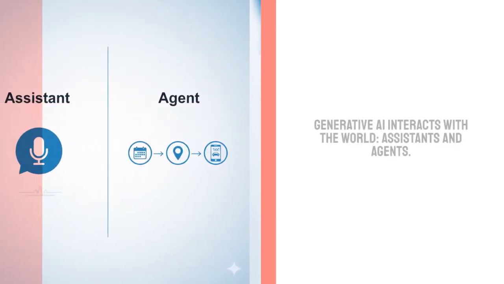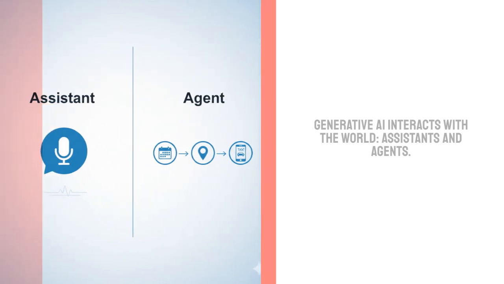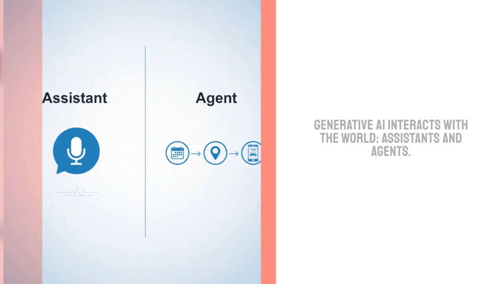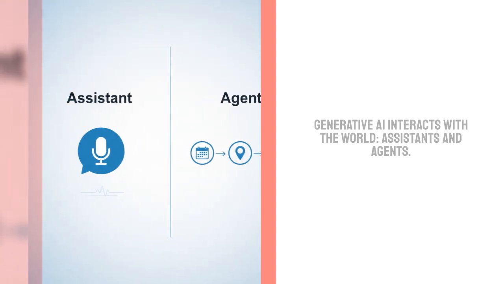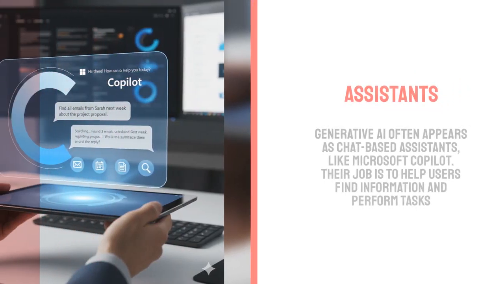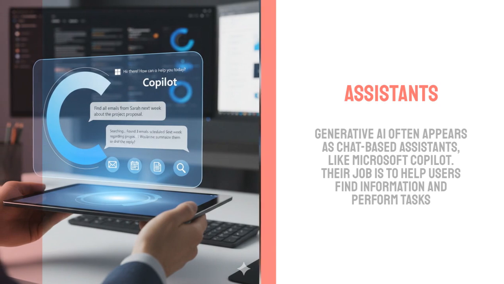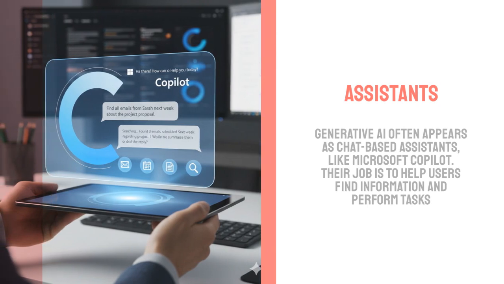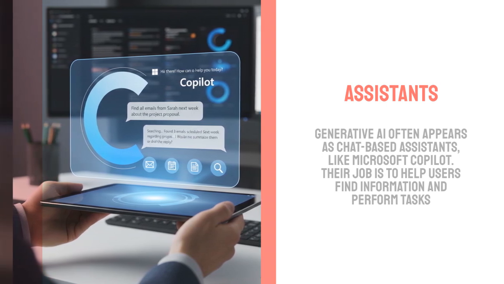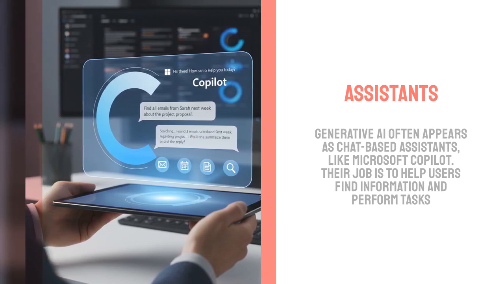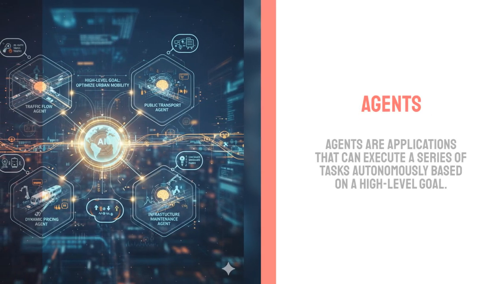Assistants are what most of us are familiar with. Generative AI often appears as chat-based assistants, like Microsoft Copilot. Their job is to help users find information and perform tasks efficiently within an application. They are reactive. You ask, they answer, or suggest a next step. Copilot, for instance, is an AI-powered productivity tool designed to enhance your work experience by providing real-time intelligence and assistance to you.